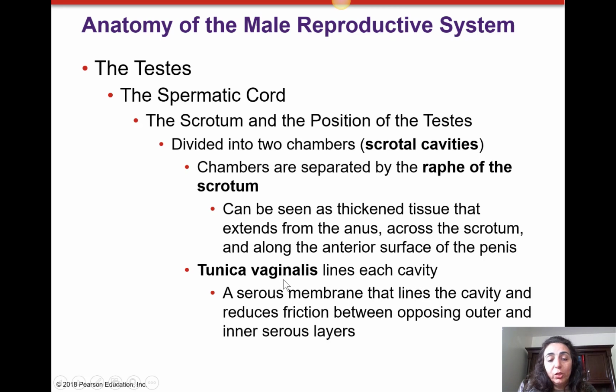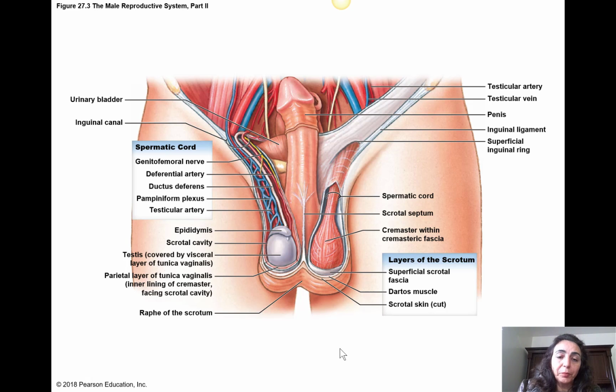This tunica vaginalis is a serous membrane that lines the cavity and reduces friction between the opposing outer and inner serous layers. Let's go and see their positions. As you know, the inside of the abdomen is lined with the peritoneum, the parietal peritoneum, right? Now, as the testis is descending from the abdomen, goes into the inguinal canal and goes outside, it takes one layer of the peritoneum with itself.